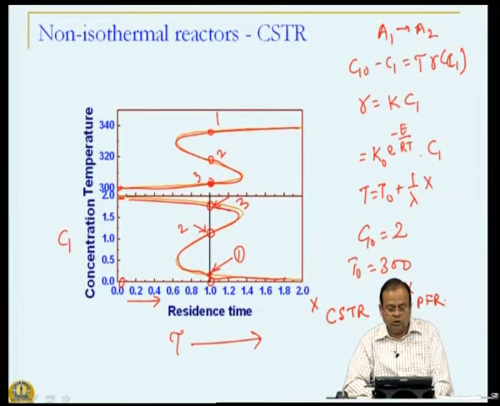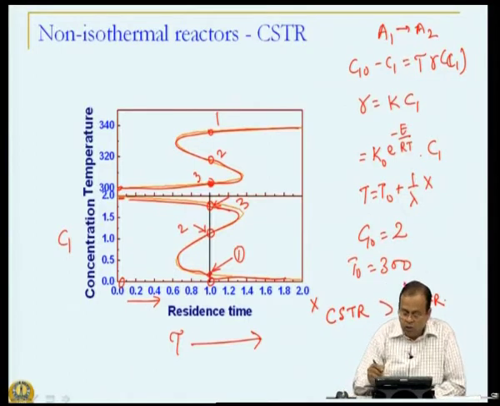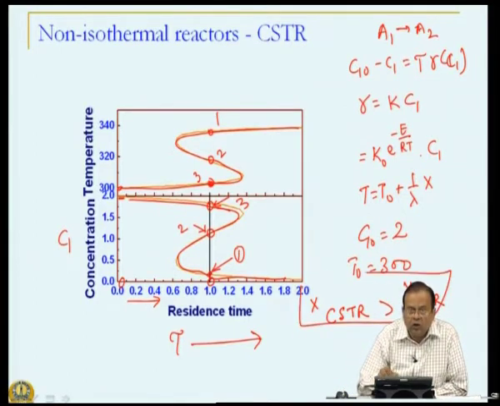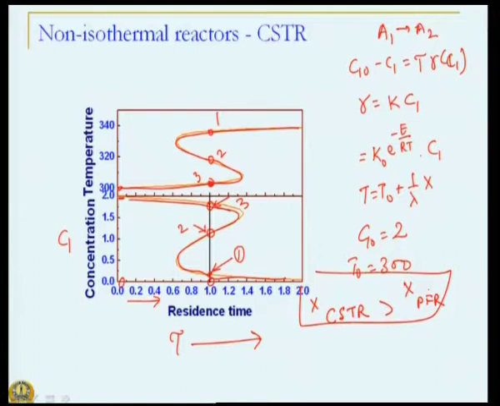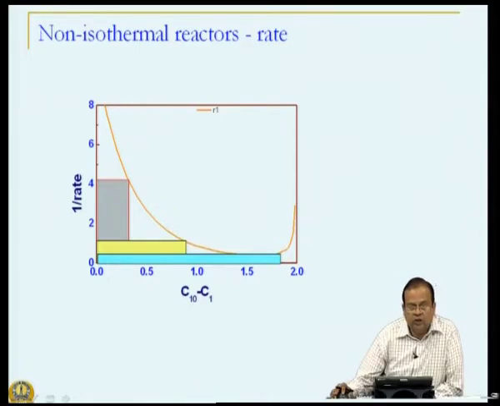So, better conversions. So, this is what happens for an isothermal reactor. For a non-isothermal reactor, the conversion in a CSTR is actually better than the plug flow reactor. For isothermal, it is the other way around. So, let us try to look at why this is happening.